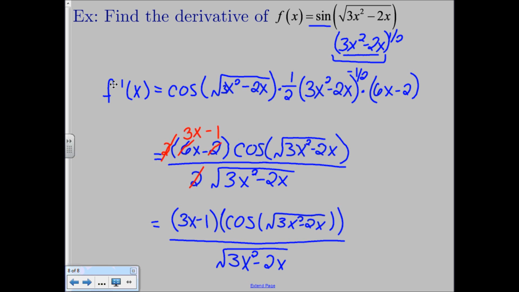So that's a more complicated derivative problem that you might see where you have to use the chain rule a couple of times. Sometimes they get even more complicated where you have to apply the chain rule and then the product rule, maybe the quotient rule, and then maybe the chain rule again.